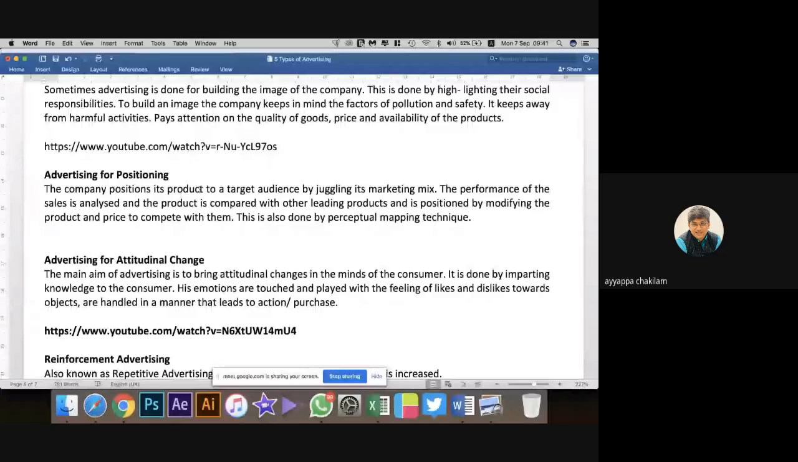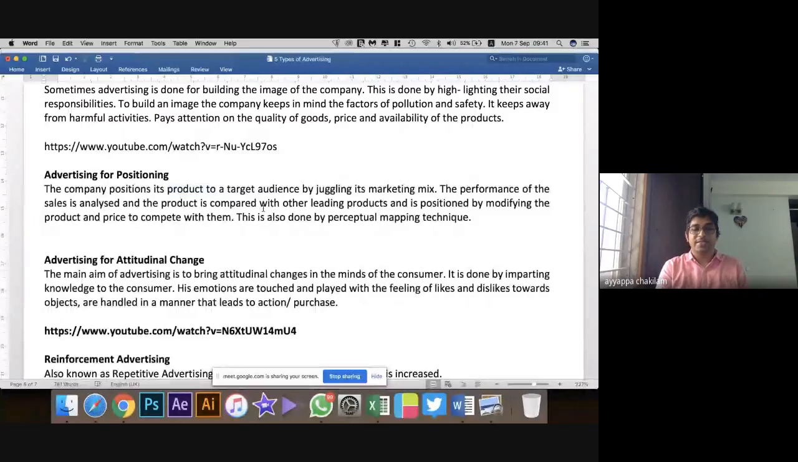product to target audience by juggling its marketing mix. The performance of silk is analyzed and product is compared to other leading products and positioned by modifying the product. So what happens initially when the new product is released? XYZ company. Let's take silk, Cadbury silk. Cadbury silk is one of the relatively new products that Cadbury has launched in the recent years, and since then they have been coming up with various variants, isn't it?